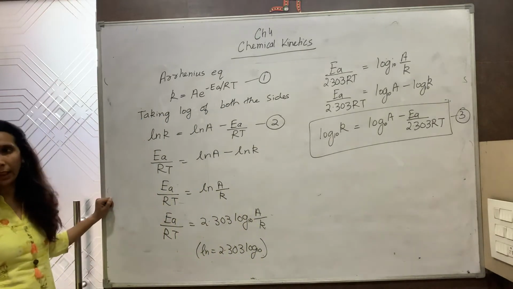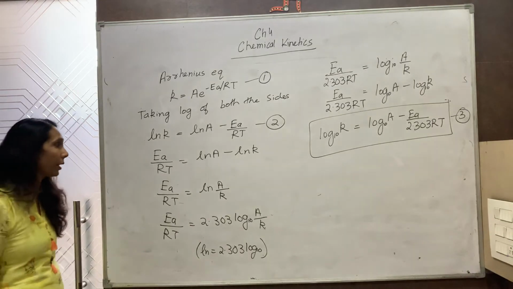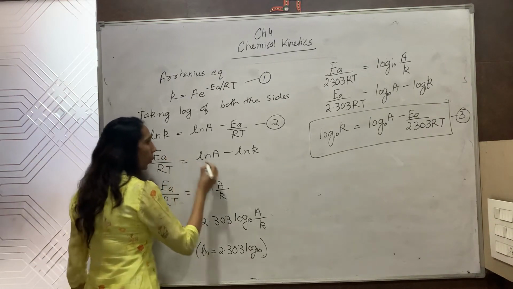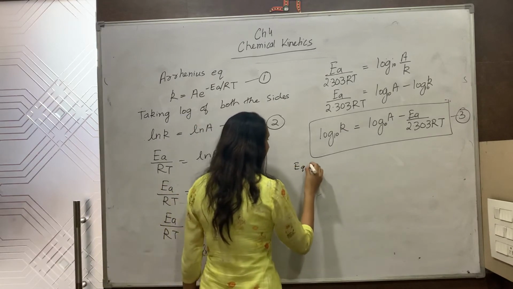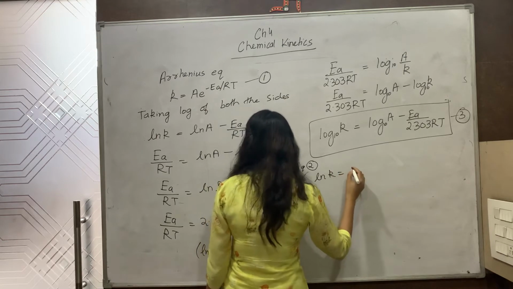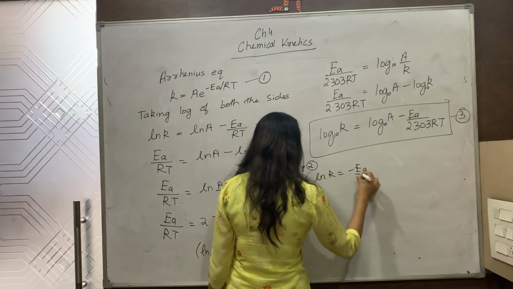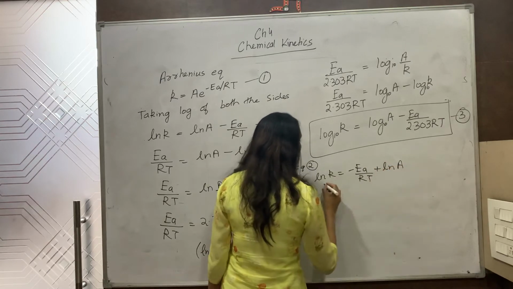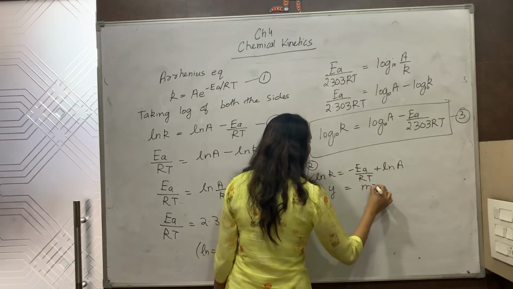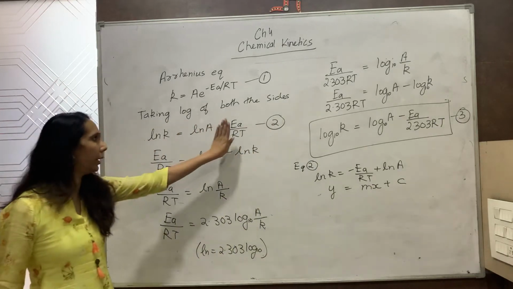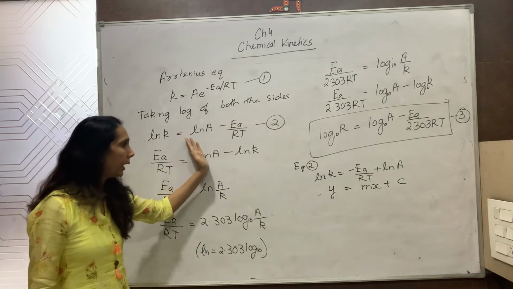Now seeing equation number 2, I can see that it is a straight line equation. Let us see how it is a straight line equation. Equation 2: ln k is equal to minus Ea upon RT plus ln A. It is y is equal to mx plus c. You can see a straight line equation. I've just rearranged it: minus Ea by RT and plus ln A.